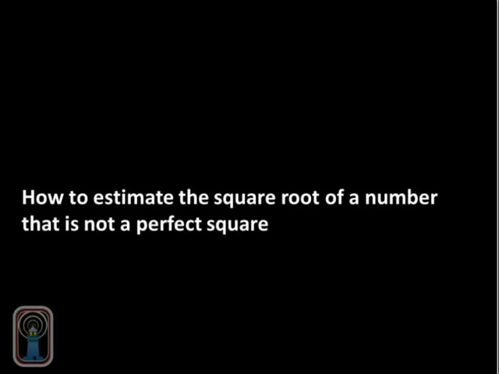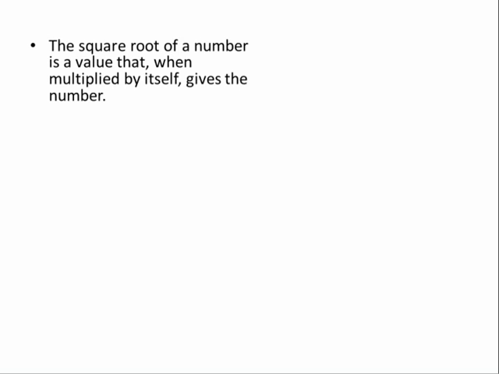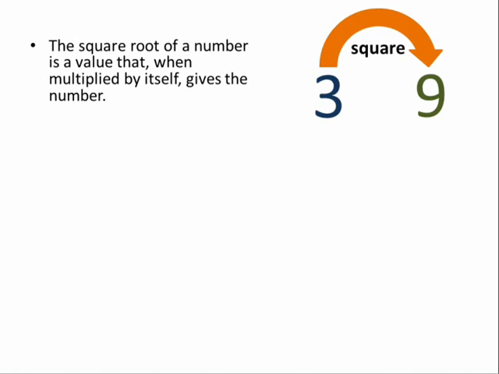How to estimate the square root of a number that is not a perfect square. When estimating square roots, you first need to have an understanding of what a square root is. The square root of a number is a value that when multiplied by itself gives the number. For example, 3 squared is 9, and the square root of 9 is 3.